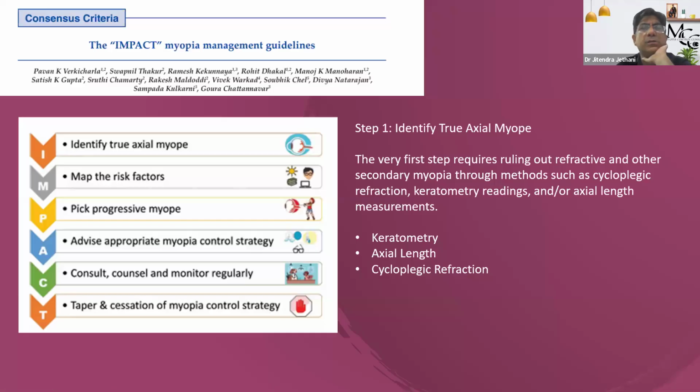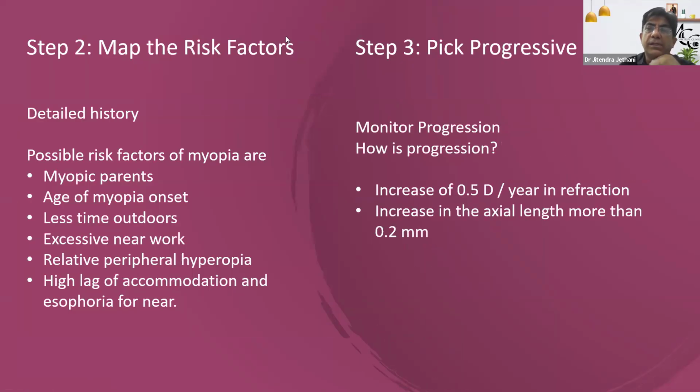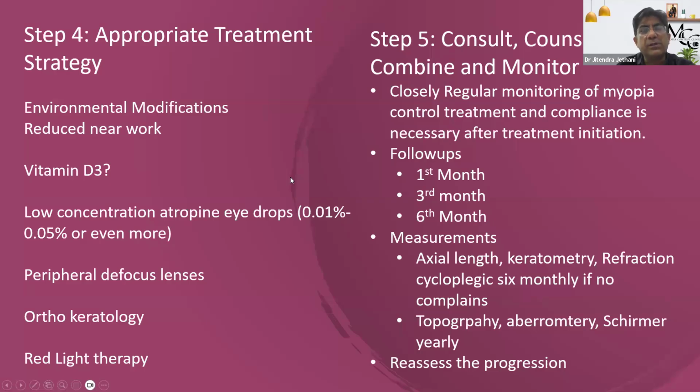Now, this was something that came out of a meeting which happened at LVP. We have to see these three things, and then you have to identify the axial myope. The second most important thing is to pick up the progressive myope. If there is no progression, there's nothing for us. If the patient is not progressing, we just give glasses and move further. These are the risk factors. So if there is a progression, you have to select the appropriate treatment strategy and keep calling them.